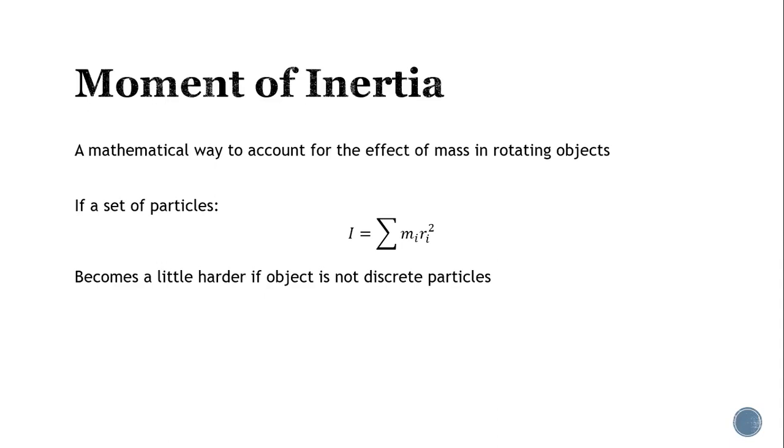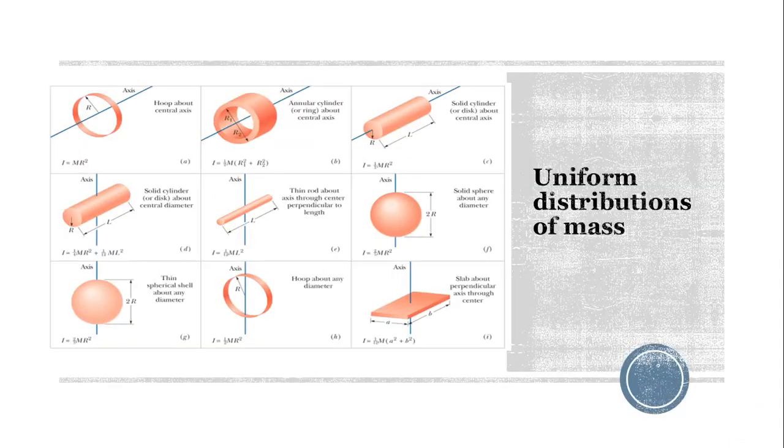So it works pretty well for a system of particles. It looks really similar to center of mass for a system of particles. Where this becomes harder is if you have an object that is not a discrete set of particles, but rather a distribution of mass. Now there are some ways to deal with uniform distributions of masses, and here I have 9 common situations or ways that you could have a mass uniformly distributed about an axis.